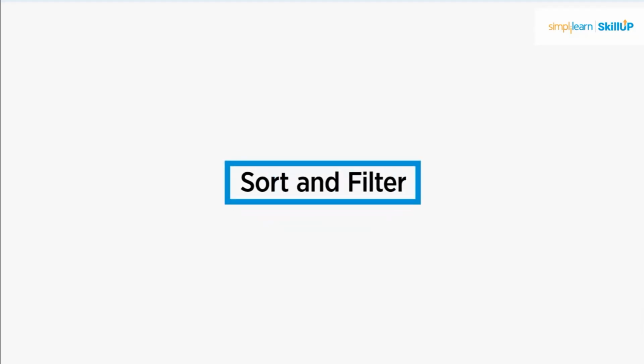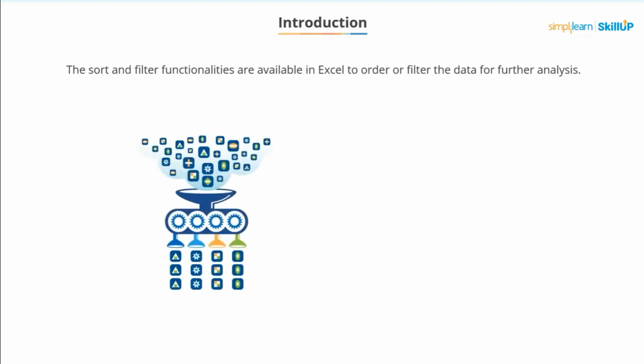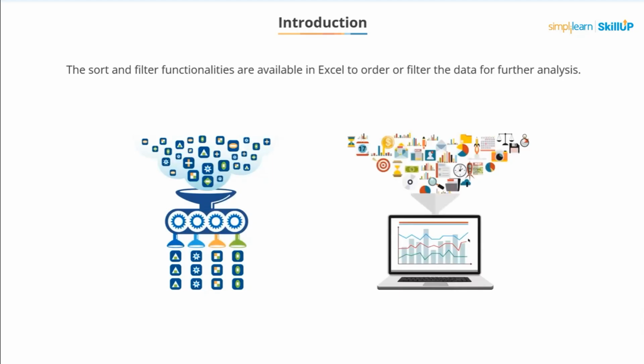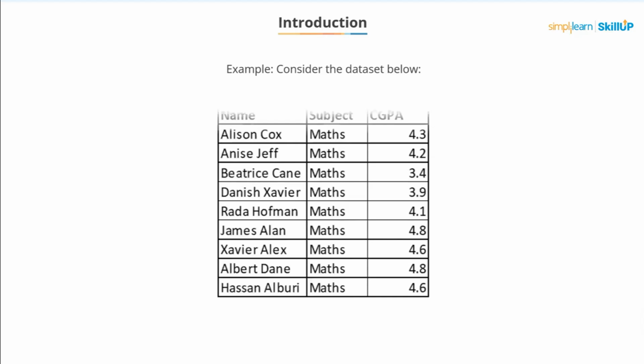Let us understand the concept of sort and filter. The sort and filter functionalities are available in Excel to order or filter the data for further analysis. Let us consider an example to understand it. Here, we have the results of 9 students for the maths subject.